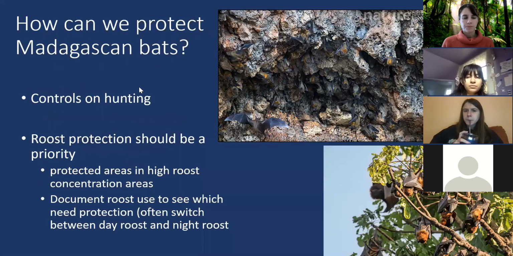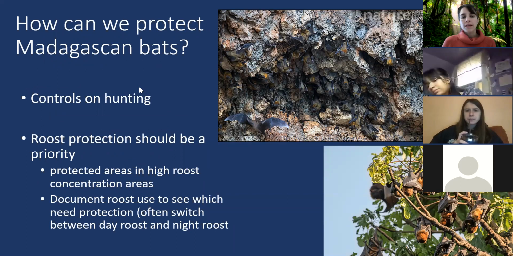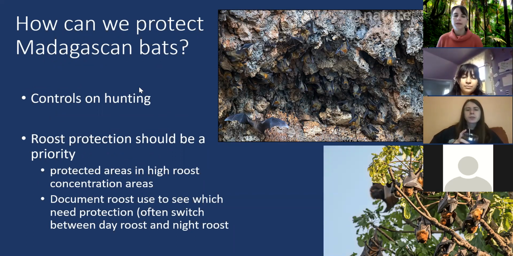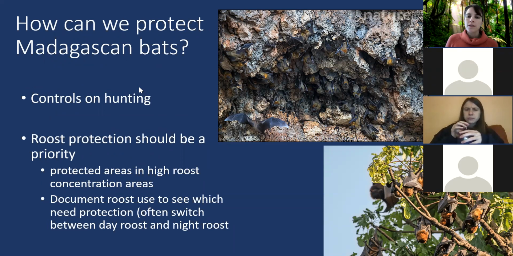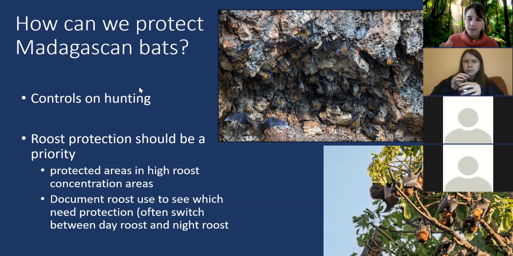Okay, so what can we do? The two main things that you should think about, the two main tools, are controls on hunting and protecting the roosts. So controls on hunting, there's not much to think about there. It's like, okay, you should have some kind of control on the hunting.